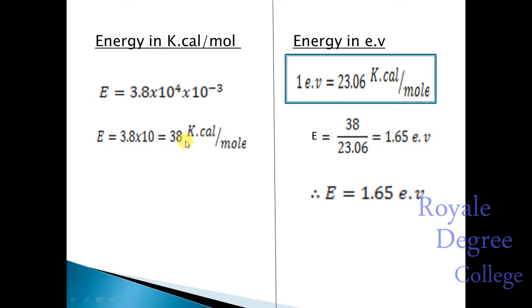Now energy in electron volt. 1 electron volt is equal to 23.06 kilocalories per mole. Now E is equal to the value we wrote in kilocalories per mole, which is to be converted to electron volt. So we take 38 divided by 23.06, and you will get the value as 1.65 electron volt. That is the E value.